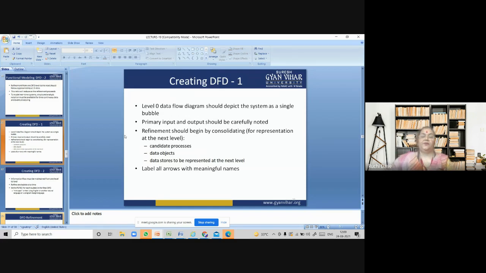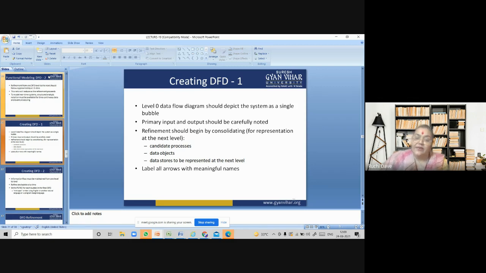Again, repeating that when we come to the level 0 data flow diagram, it should depict the system as a bubble, right? And there is complete abstraction. Second, primary input and output should be carefully noted. As you understand, whatever inputs you depict in the first level diagram, the same kind of input will be in the second and the third. You cannot change it. But in the context diagram, you're showing something else. You're showing 5 inputs and then you're reducing it to 4 inputs. That's not possible. So you should take care of that.